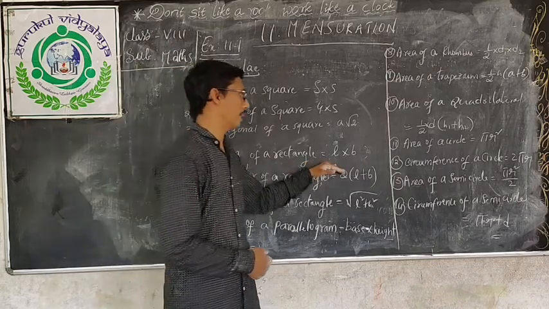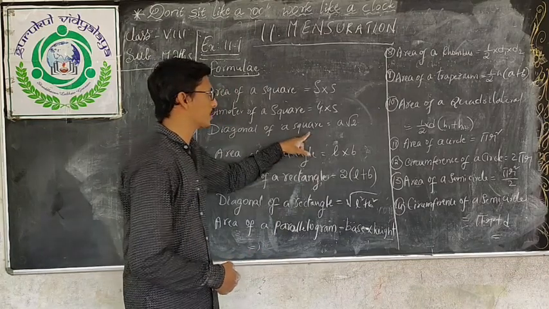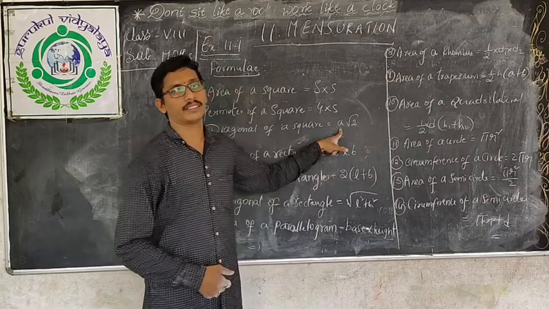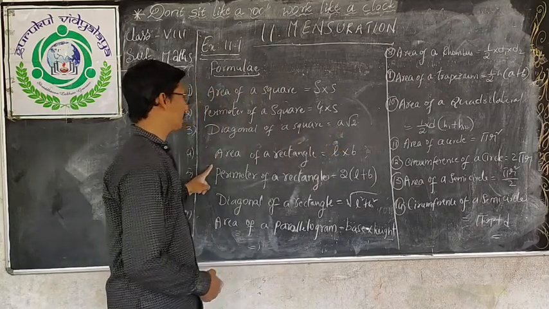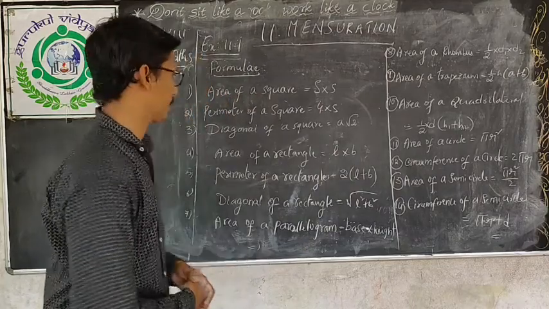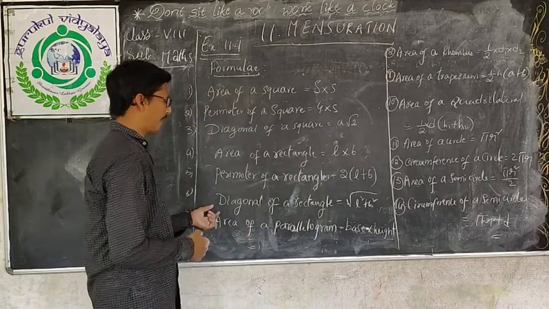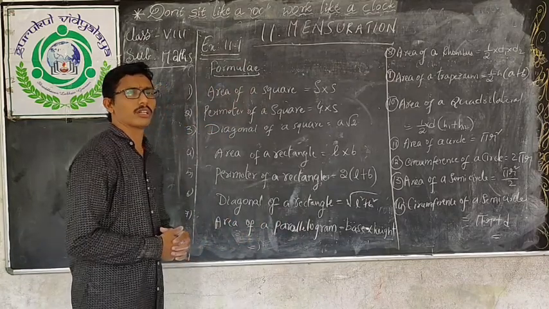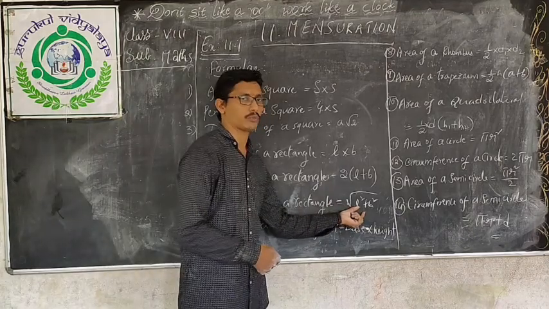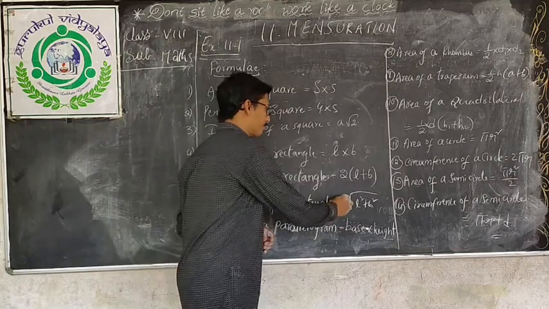L means length and B means breadth. Children, in the formula, diagonal of a square is equal to a root 2, a means side. Area of a rectangle is equal to L into B, where L means length and B means breadth. And the perimeter of a rectangle is equal to 2 into (L plus B). And diagonal of a rectangle is equal to root of L square plus B square, where L square plus B square is under the square root.